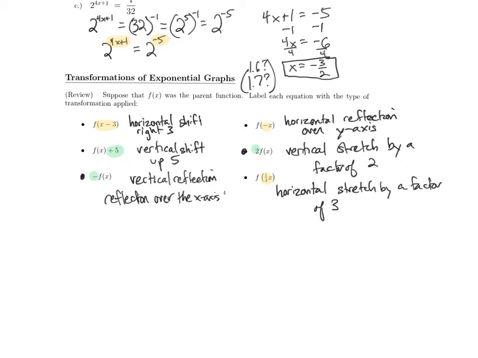And what we're going to do now is take that and use it to describe what's happening to the graph if I give you an equation of a function where the parent function is now an exponential, and we're going to describe how it's getting shifted.